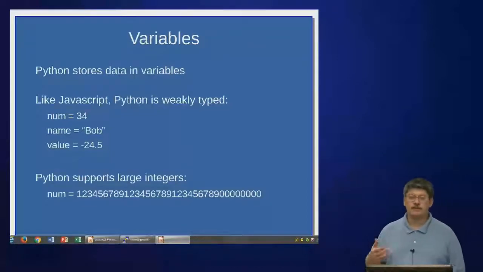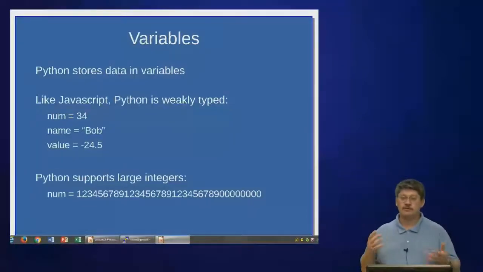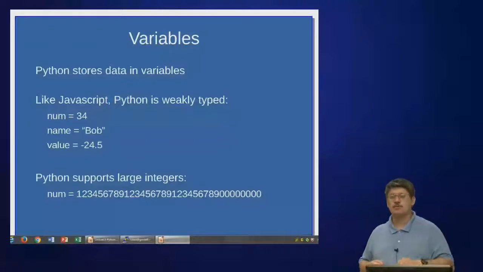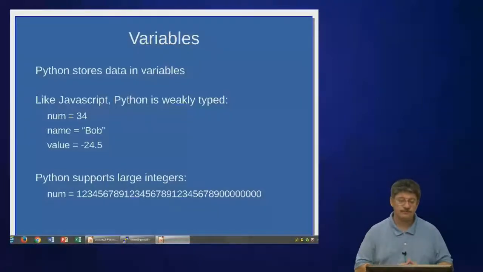So let's talk a little bit about the basics of Python. And when we're comfortable talking about how Python works, then we'll talk more about how to use it to generate web pages. So like all programming languages, Python stores its data in variables. And like JavaScript, which we've studied, Python is a weakly typed language. That means that you don't have to declare your variables before you use them.